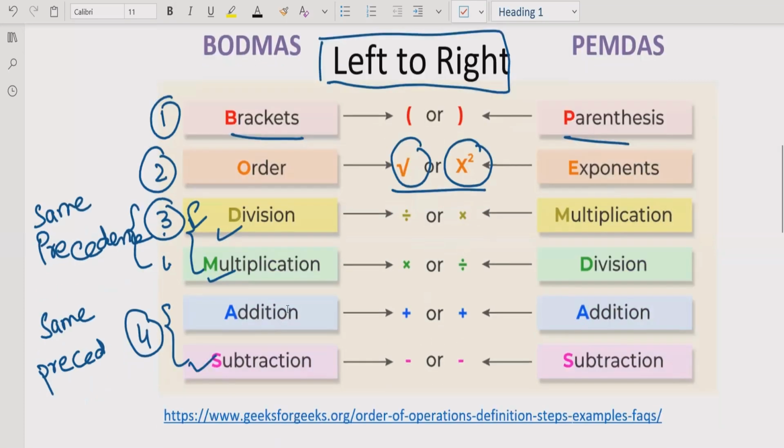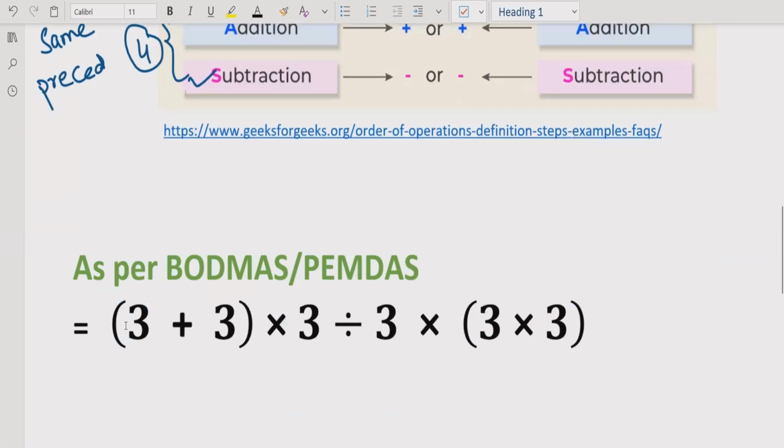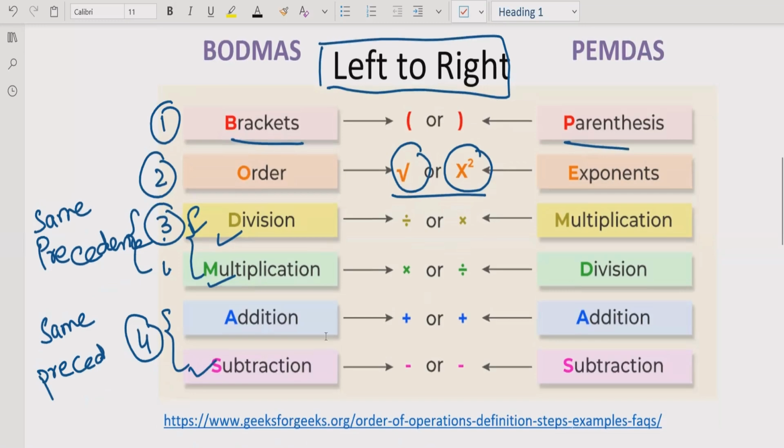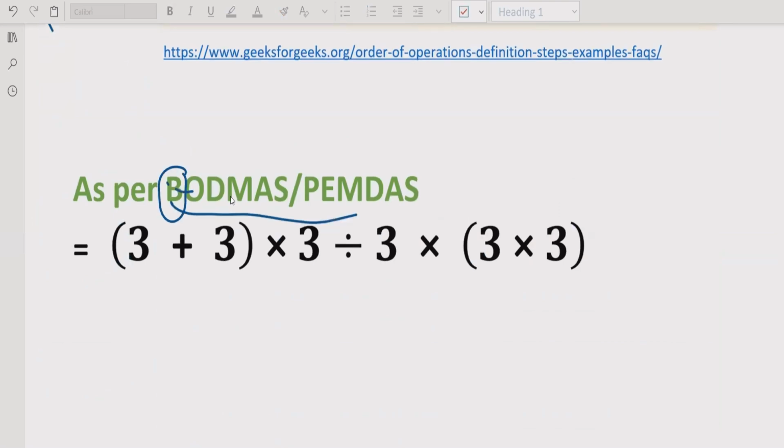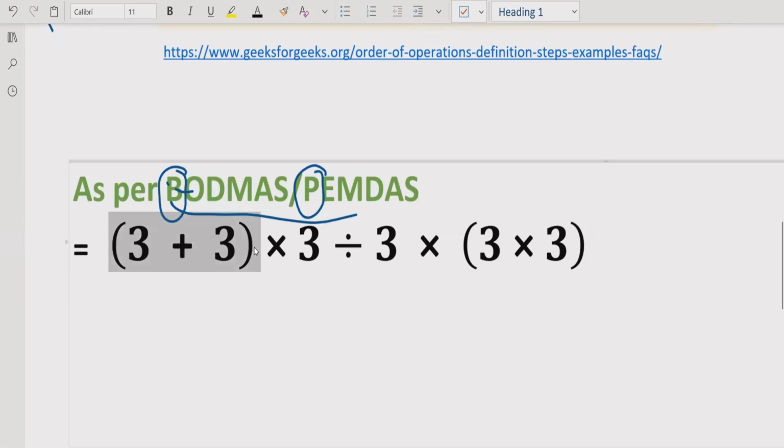So now let's start the topic. As you can see on the screen, we have 3 plus 3 multiplied by 3 divided by 3 multiplied by 3 plus 3 multiplied by 3. According to the PEMDAS and BODMAS rule, we have to solve the bracket, or parenthesis, first. So in this expression, you have to solve this part and this part first.